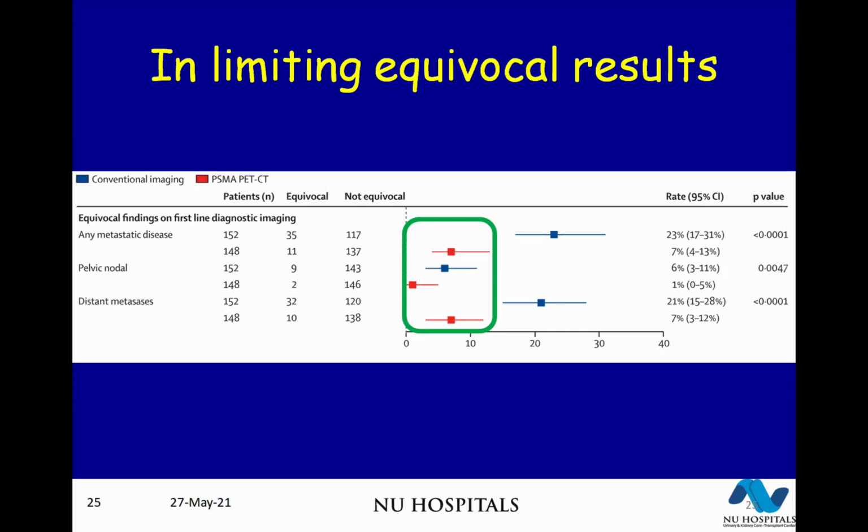Yes, sir. So that equivocal nature in metastatic disease has reduced to 7%. And it is also very significant in the case of pelvic lymph node metastasis, where 6% are equivocal with conventional imaging of CT and almost close to 1% in the case of PSMA PET. So this obviously will change the management of the patient. And even for distal metastasis, there is a 21 and 7 difference in equivocal patients.